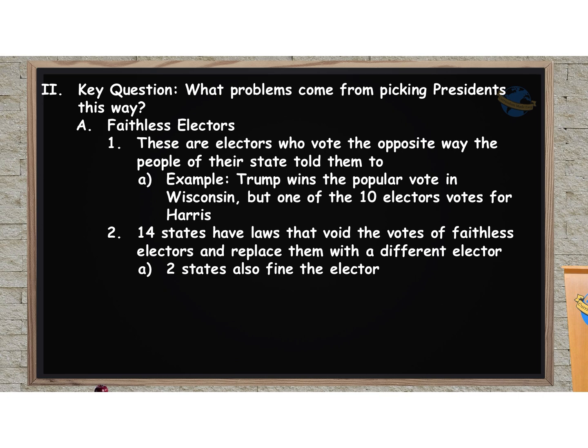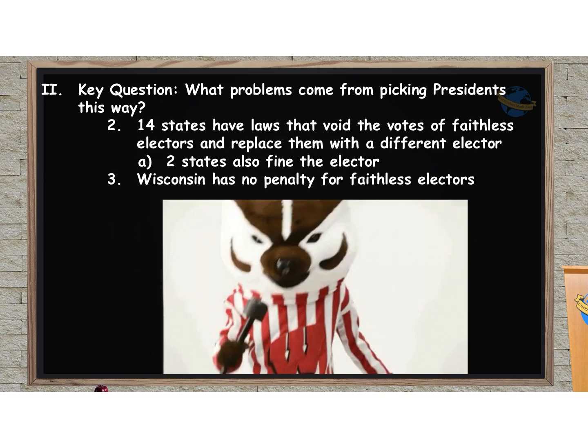So they're allowed to use their best judgment. However, in 14 states, they have laws that void out the votes of faithless electors. If a faithless elector says they vote for candidate B instead of candidate A like they're supposed to, then the state law says their vote doesn't count, and a new elector will be picked who will vote the way they're supposed to. 2 states also have a fine for the electors. They actually have a monetary ticket they have to pay. You should know that Wisconsin has absolutely no penalty for faithless electors.